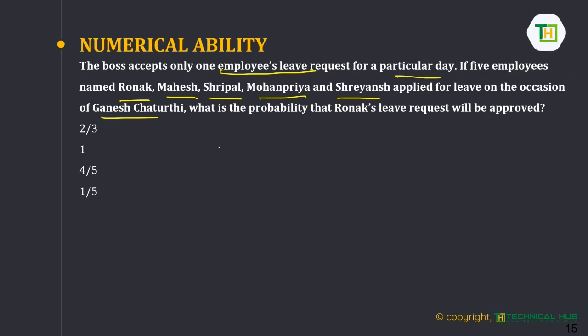Here, the boss is approving only one employee's leave request out of a total of 5 employees. So accepting any one of them is obviously one out of a total of 5. Whether it is Ronak or Mahesh, Sripal, Mohanpriya, and Shreyansh, for all these 5 members the probability is always 1 by 5. The reason is, total 5 members are there, and approving any one of them, each and every person is equal to 1 by 5. Therefore your required answer is 1 by 5.